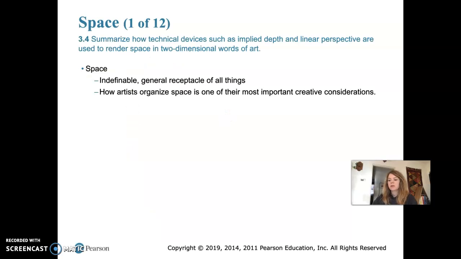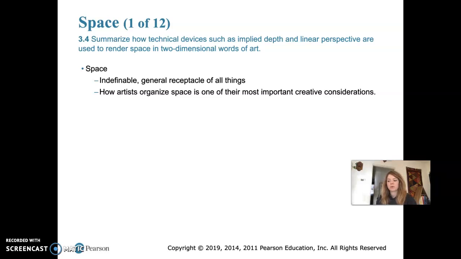So the next element of art that we'll cover quickly is space. Space is the general receptacle of all things. How space is organized in a work of art is a very important consideration. Of all the visual elements, space is the most difficult to convey in words and pictures. To experience a three-dimensional space, we must be in it.